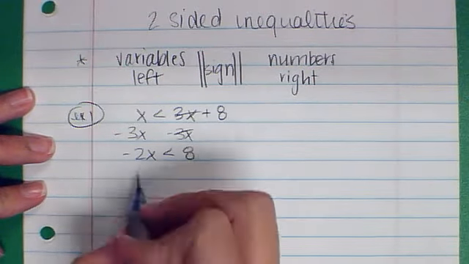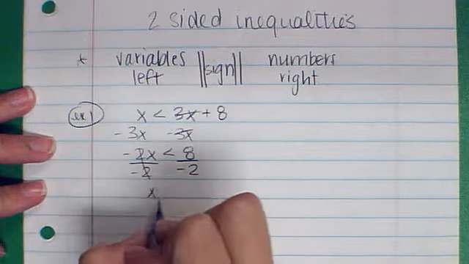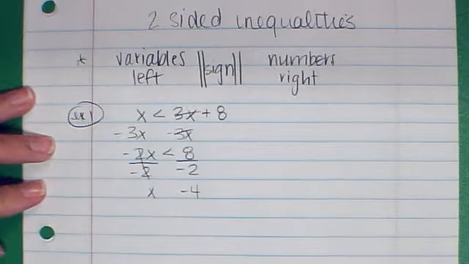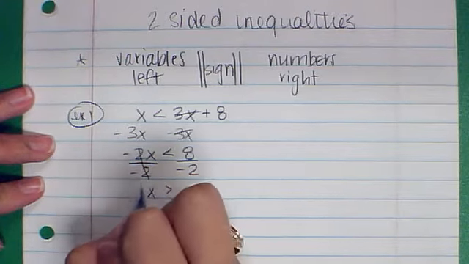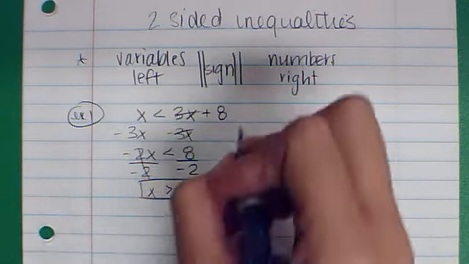To get the variable by itself, we're going to divide by negative 2 on both sides. And x on this side, negative 4 on this side. And since we divided by a negative, we have to flip our sign. So our answer is x is greater than negative 4.